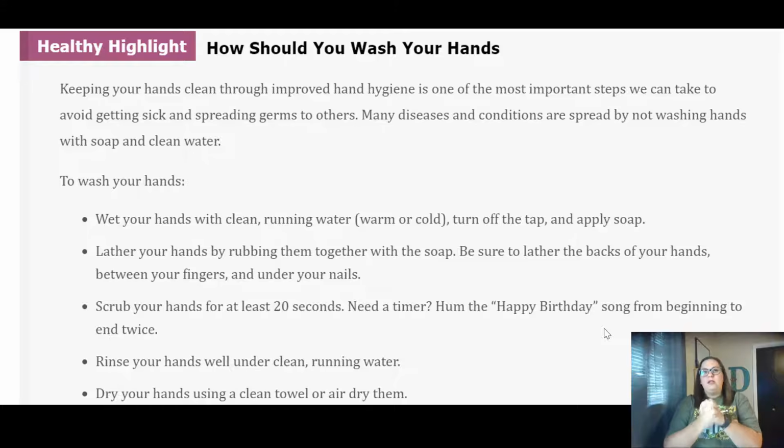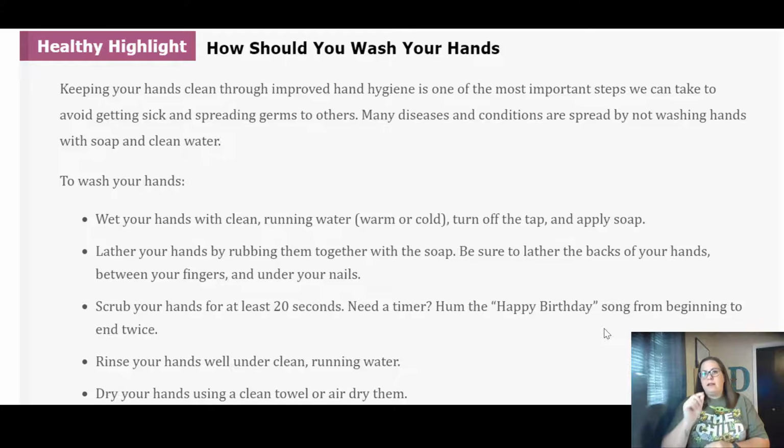You should do this for at least 20 seconds. Doesn't mean you have to set a timer beforehand, but a key thing is you could potentially sing happy birthday through twice in your head. That's 20 seconds. You could also find 20 seconds of your favorite song or saying that you might say over and over to help with that. Then you need to rinse your hands, again with clean running water. Then dry your hands using a clean towel, or you could air dry them.